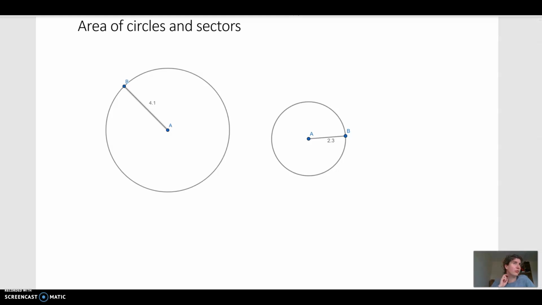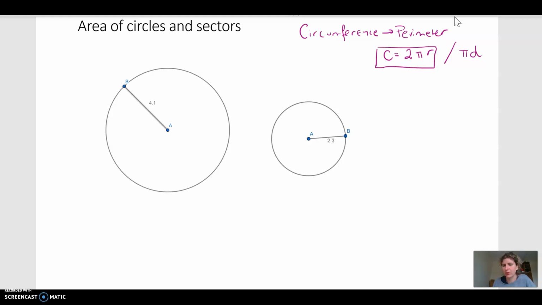Now you should remember from a few weeks ago, we looked at the circumference of circles. Circumference is the circle word for perimeter, and you should remember that the formula for circumference is 2 pi r. So 2 times pi times radius, or you could also use pi times the diameter, pi d, but I prefer for you to always use 2 pi r. I think that's a better calculation for you to use.